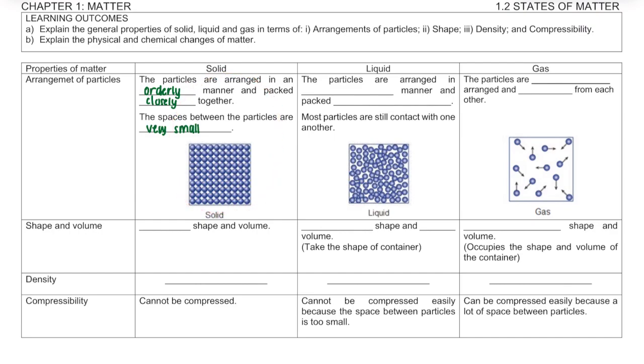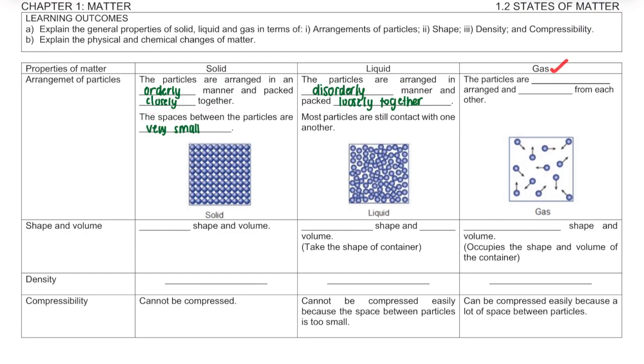Next, for liquid, the particles are arranged in a disorderly manner and packed loosely together. Most particles are still in contact with one another. So if we compare liquid and solid, we can see that it is arranged but not in order like the solid itself. That's why we mention packed loosely together, whereas the solid is closely together. So that is for liquid.